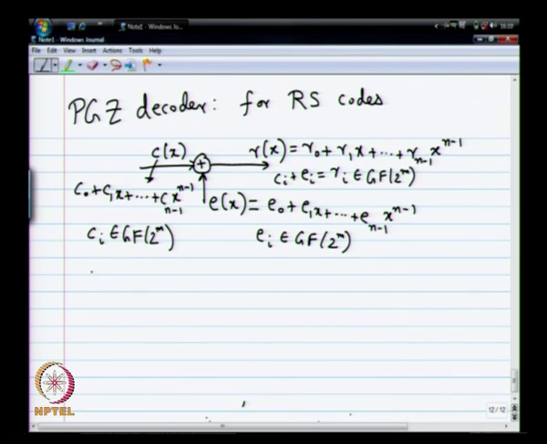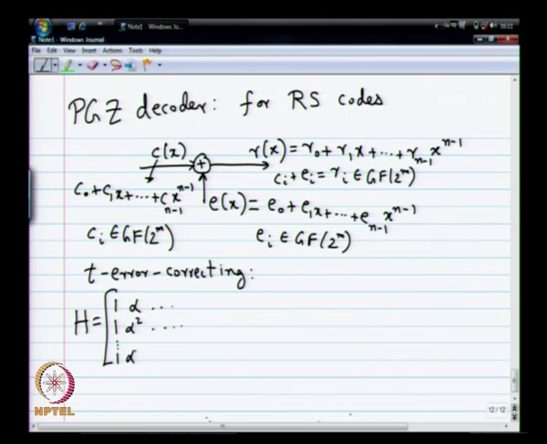So if I have, let us say, a T error correcting code, how many syndromes do I have to find? Go back to my parity check matrix: 2T, right. What will be my parity check matrix? Remember, this is not binary anymore, so I can't simply throw away alpha squared. I could throw away alpha squared before because it was binary, but I can't do that anymore. So I have 1, alpha, and so on, 1, alpha squared, and so on, all the way to 1, alpha power 2T.